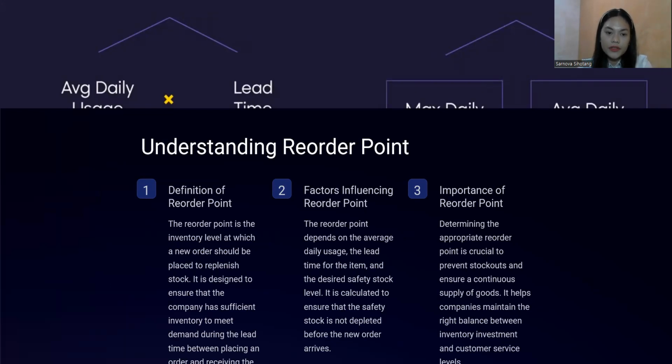Understanding reorder point. Definition of reorder point. The reorder point is the inventory level at which a new order should be placed to replenish stock. It is designed to ensure that the company has sufficient inventory to meet the demand during the lead time between placing an order and receiving it.